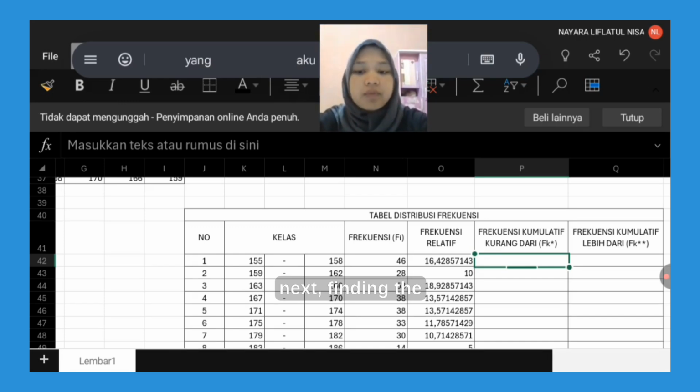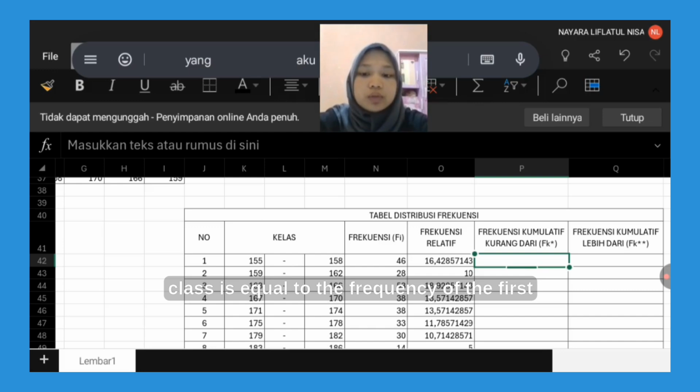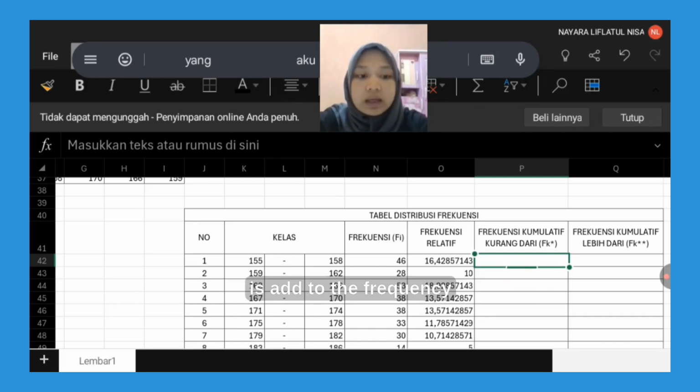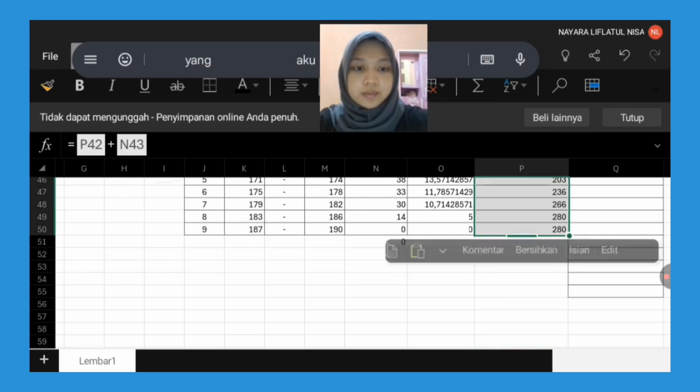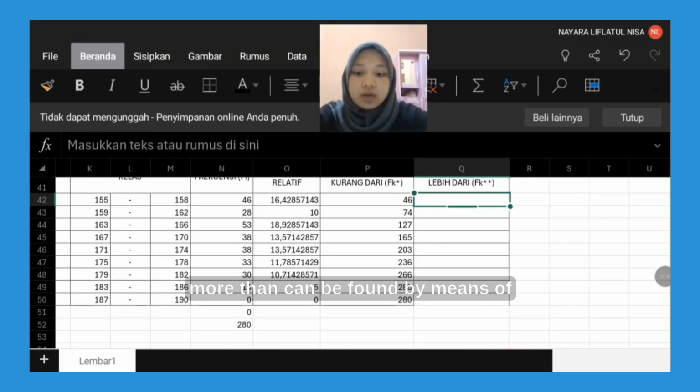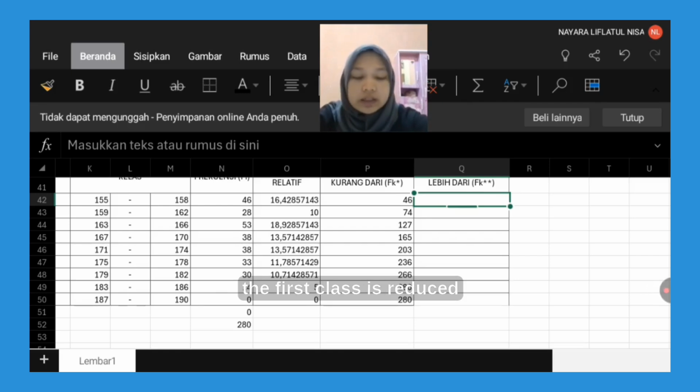Next, the cumulative frequency of less than can be found this way: the first class is equal to the frequency of the first class, and for the second, the cumulative frequency of less than the first class is added to the frequency of the second class. Next, the cumulative frequency of more than can be found this way: the first class is equal to the amount of data, and for the second class, the cumulative frequency of more than the first class is reduced by the frequency of the first class, and so on.